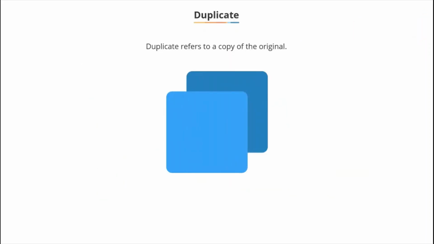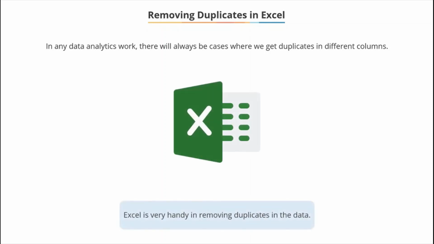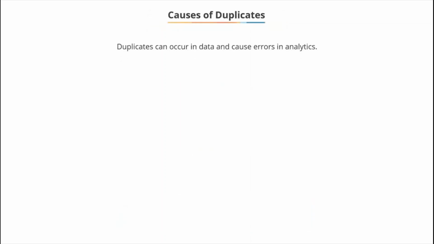Duplicate refers to a copy of the original. So, in order to prevent errors, we have to remove duplicates. In any data analytics work, there will always be cases where we would get duplicates in different columns. Excel is very handy in removing duplicates in the data. Duplicates can occur in data and cause errors in analytics.